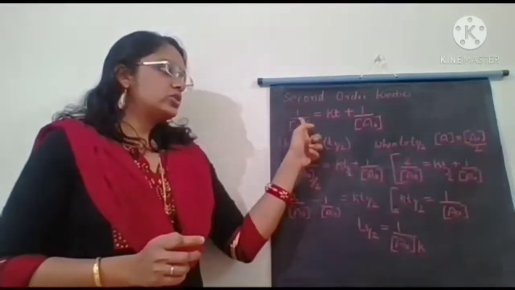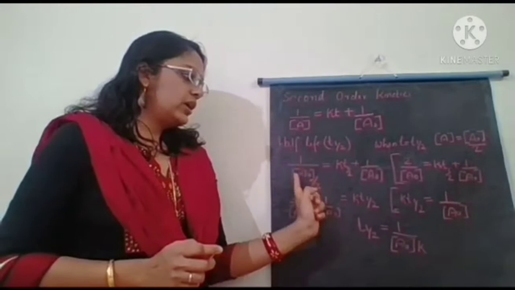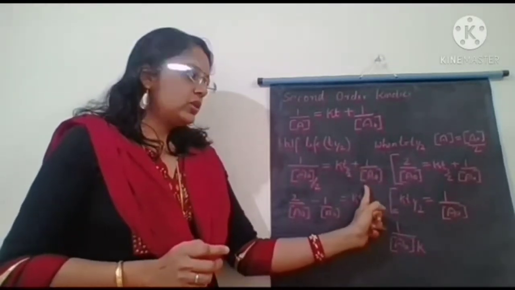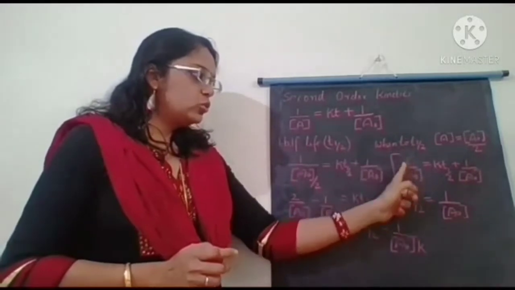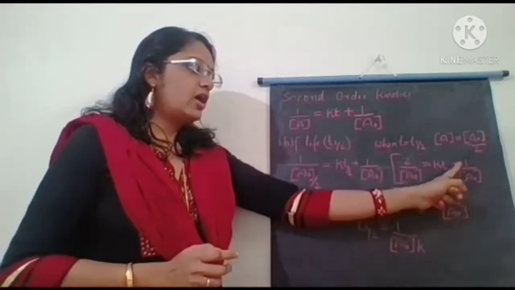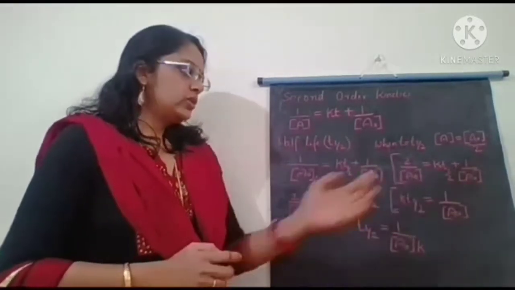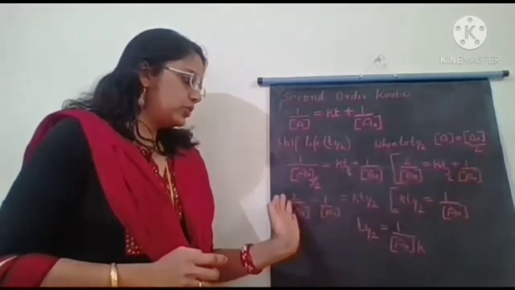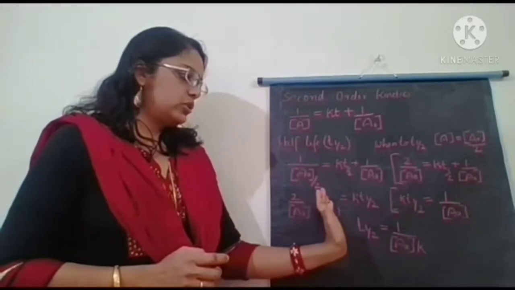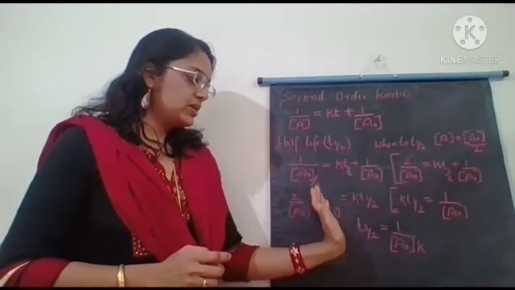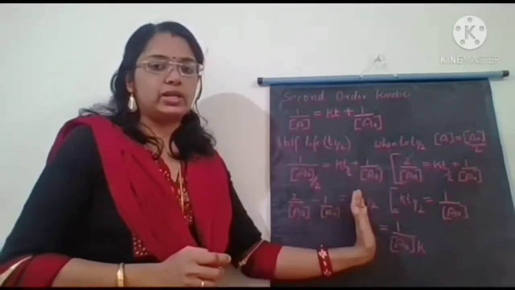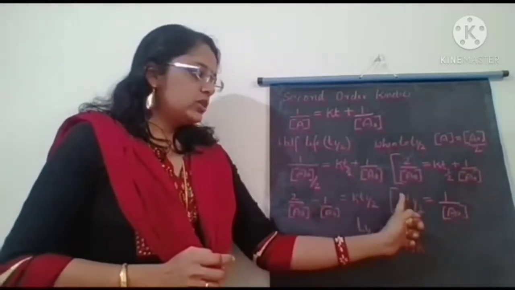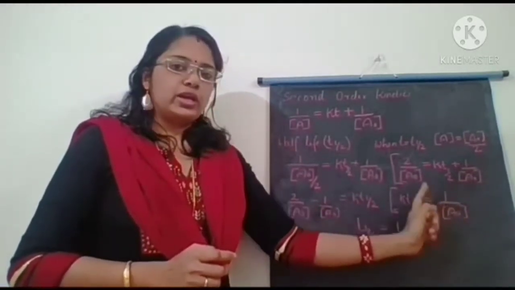Substituting in this equation, we get 1 by A naught by 2 is equal to K t half plus 1 by A naught. On rearranging, we get 2 by A naught is equal to K t half plus 1 by A naught. Then this 1 by A naught can come to this side, so it becomes 2 by A naught minus 1 by A naught is equal to K t half. In 2 minus 1, it is 1 by A naught. So K t half is equal to 1 by A naught.